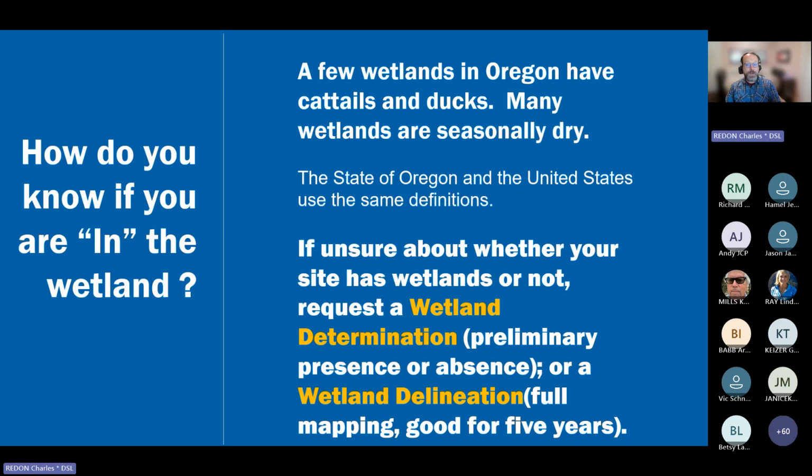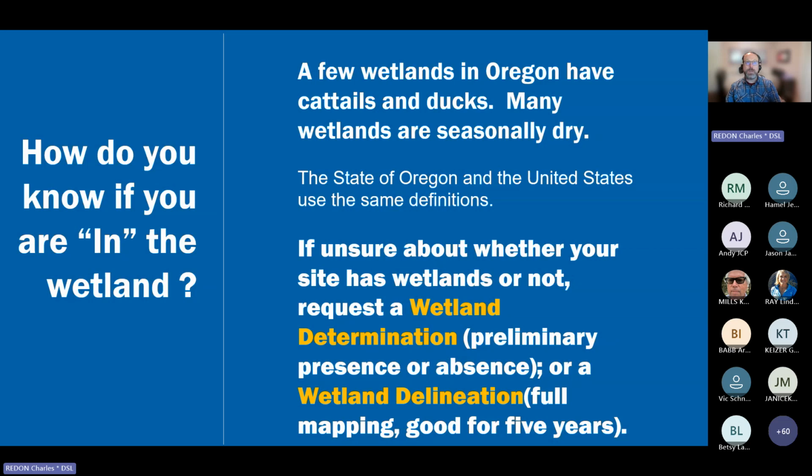Or if you're pretty sure you have one, or you've been told you do have one, then we have what's called a wetland delineation. And this is actually an on-the-ground determination, looking at those indicators to say this is wetland, this is not, and providing you with a specific boundary that's going to be good for 5 years.